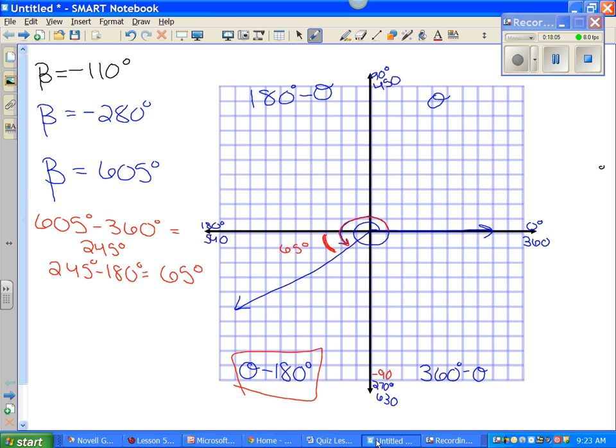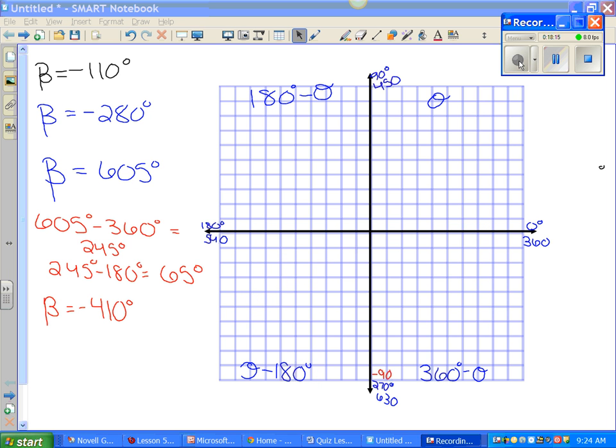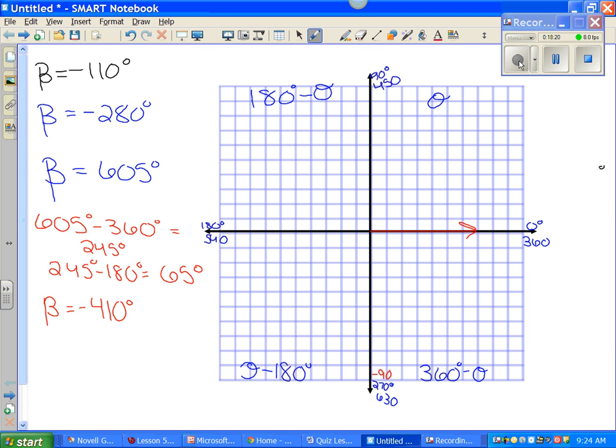All right, so the next one is what? So go ahead and try that one. Okay, so negative 410, again starting in standard position. We go all the way around once, and then we're going where? What quadrant am I going to end in? Fourth quadrant. 410, this would be negative 450 here, so about here.